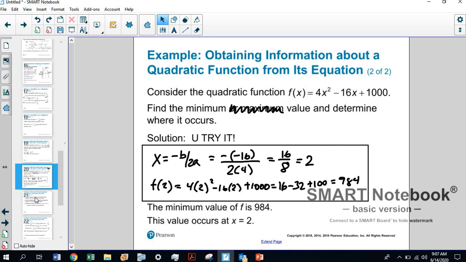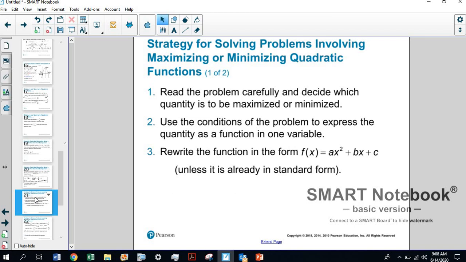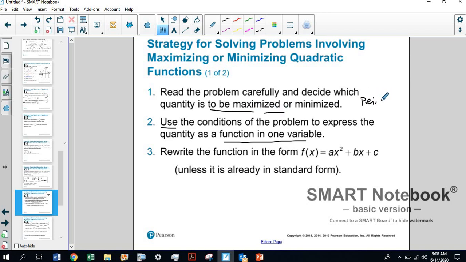Alright? Now we can use this process to help us solve word problems that are dealing with quadratic models. In a quadratic model, you want to read the problem and decide whether you're going to find a max or a min. Then you want to use the conditions to express the quantity of the function in one variable. This function is what you're going to maximize or minimize. This is usually called your primary function.